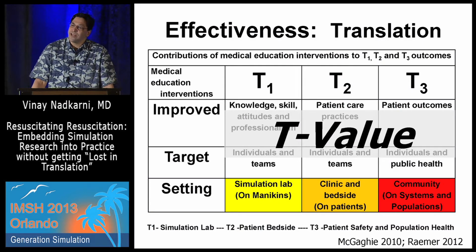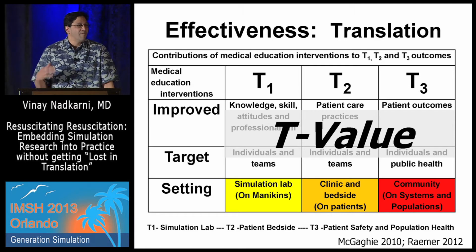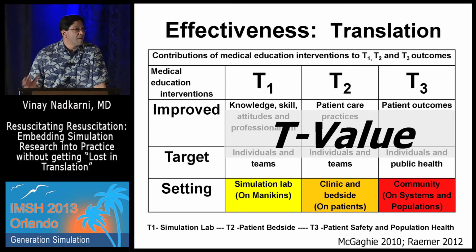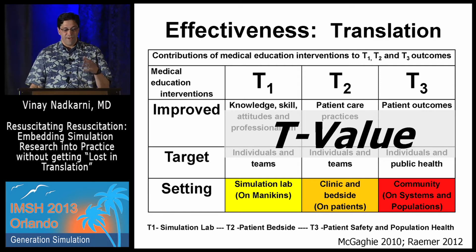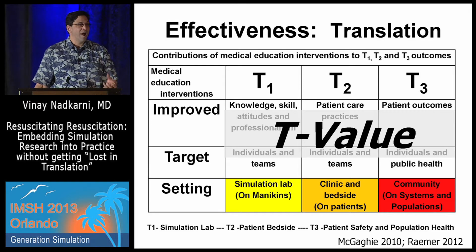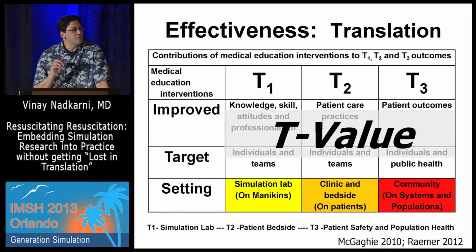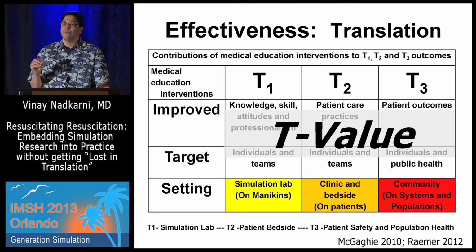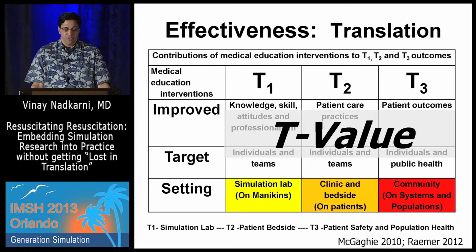When we talk about translation, I think the recent publications by McGahey and following the Erickson paradigm have really started to shine through. We talk about T1, or how our training affects performance on mannequins, and then T2, where we start to see how our training on mannequins is measured in operational performance, on real patients and individual outcomes.